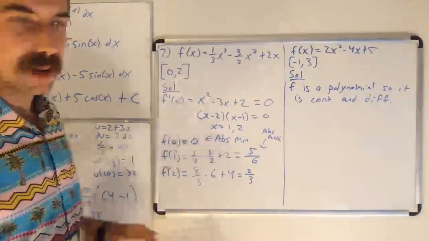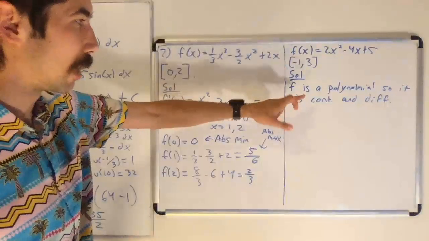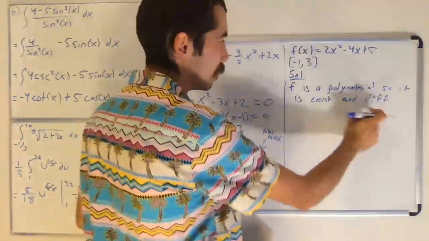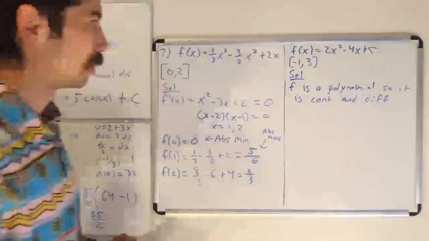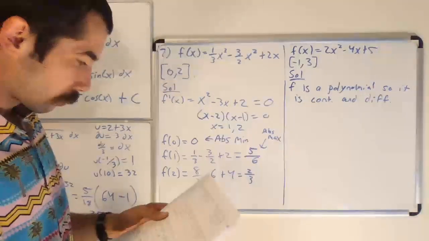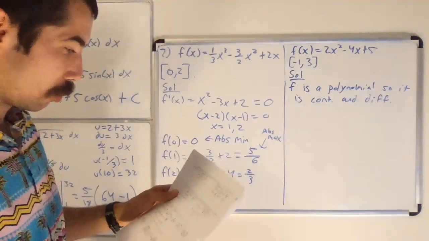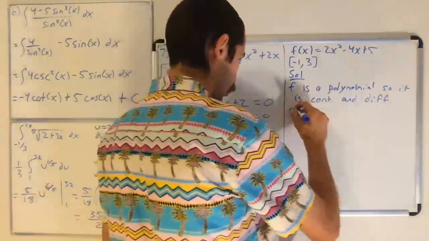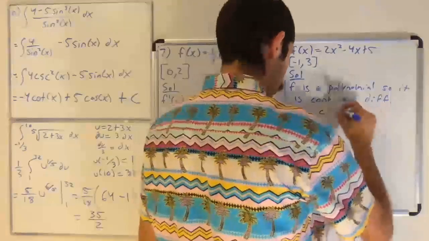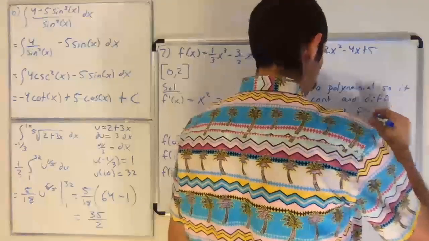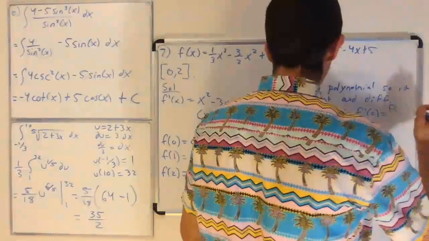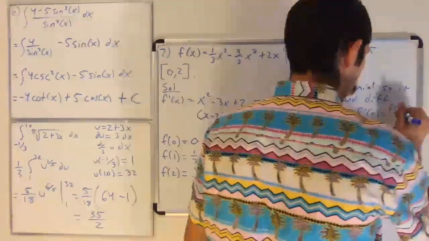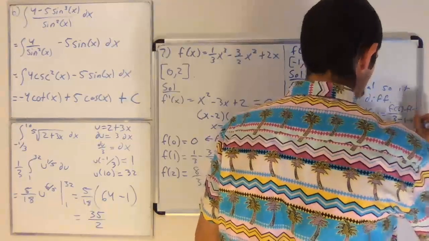So we're allowed to use the mean value theorem on this function, right? You're allowed to use the mean value theorem for any function that's continuous on the entire interval and differentiable on the interior of the interval. Okay, so now we want to find c such that f prime of c equals f of 3 minus f of -1 over 3 minus -1.